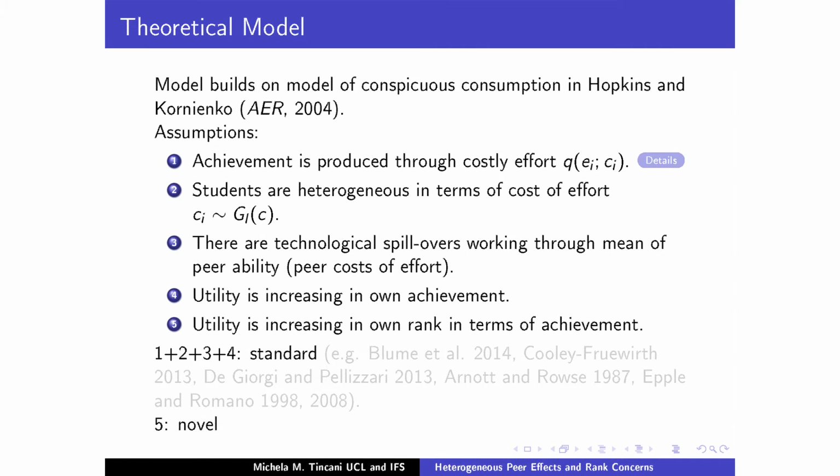What is the novel assumption is, what if utility is also increasing in your own rank in terms of achievement? So you really care about where you are in the achievement distribution. What if that is the case? As I said, the first four are standard, the fifth one is not.